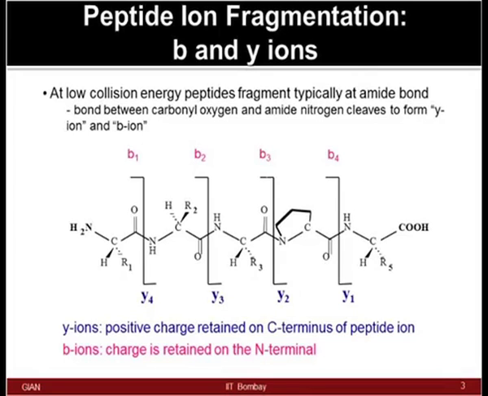Y ions are those where the positive charge is retained on the C terminus of the peptide ions, like on this side, and that is why the Y ion series starts from the C terminus. B ions are those where the charge is retained on the N terminal side. So, you have the B ion series starting from B1 to B4 from the N terminal. These things you are already aware of now.